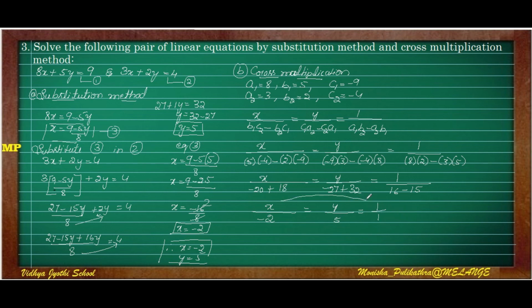Now we substitute for the last one. The first is x by minus 2 is equal to 1 by 1. By cross multiplication we get x is equal to minus 2. In the same way, y by 5 is equal to 1 by 1, so y is equal to 5. By cross multiplication and also by the substitution method, both answers are the same. This is verified. So this is a way of doing this problem.